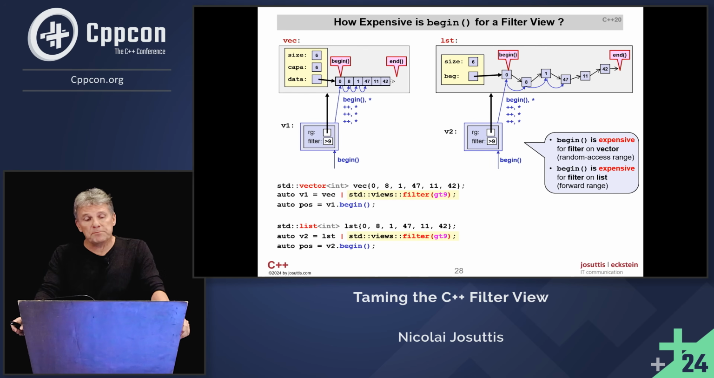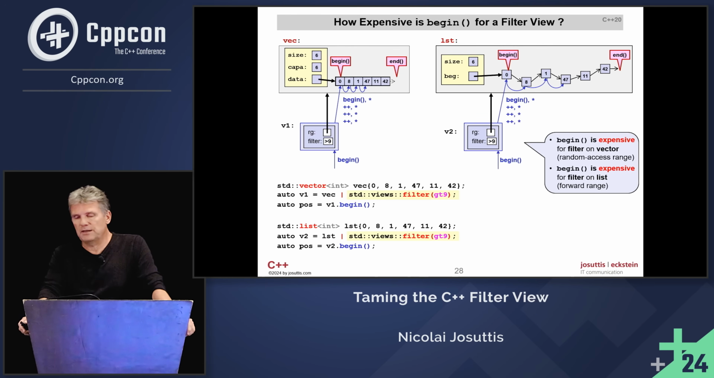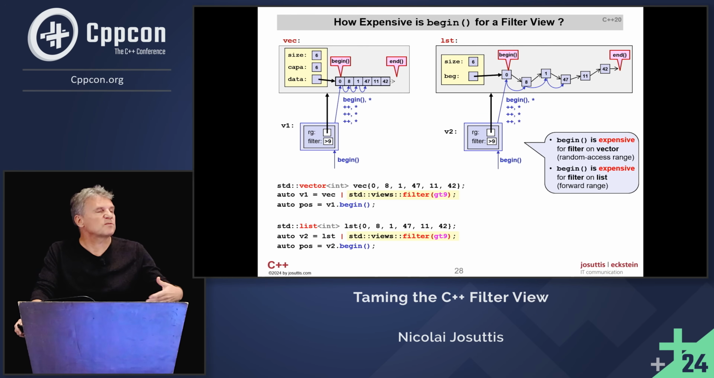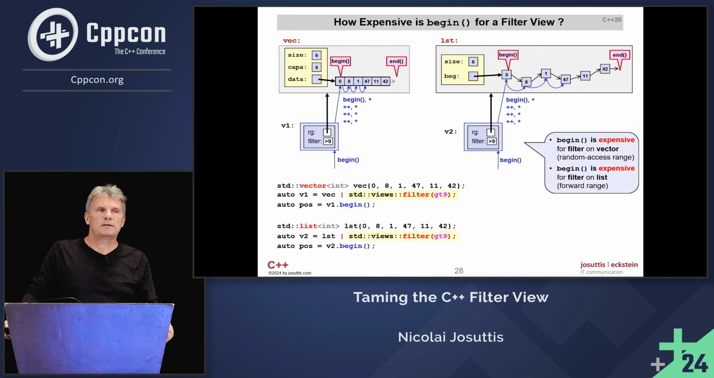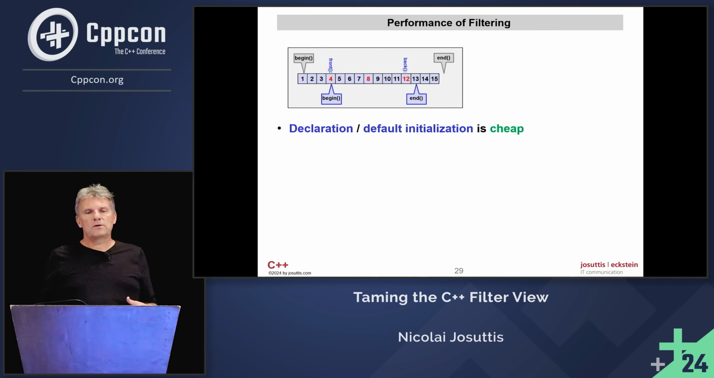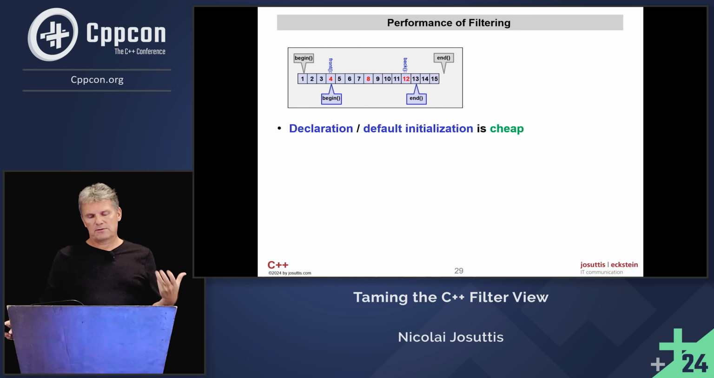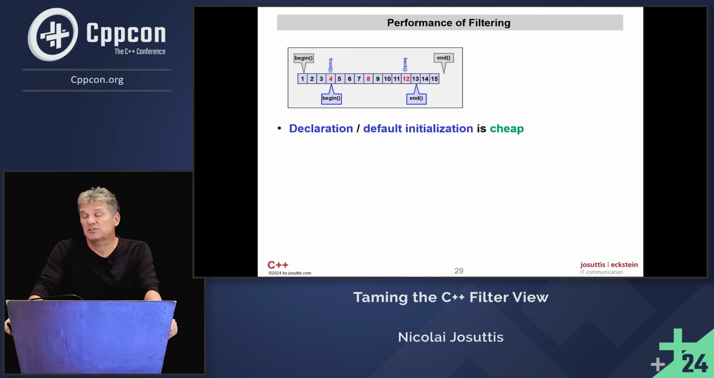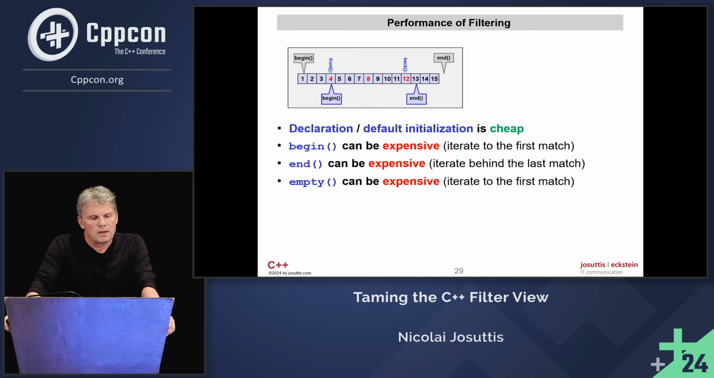And in both cases, just in general, in a filter, and that's natural, because we don't know where the first matching element is. So let's look at it in more general terms. Okay, we have a declaration with default initialization. That is cheap. Nothing happens there, just initializing a data structure. Begin can be expensive. For the same reason, end can be expensive.